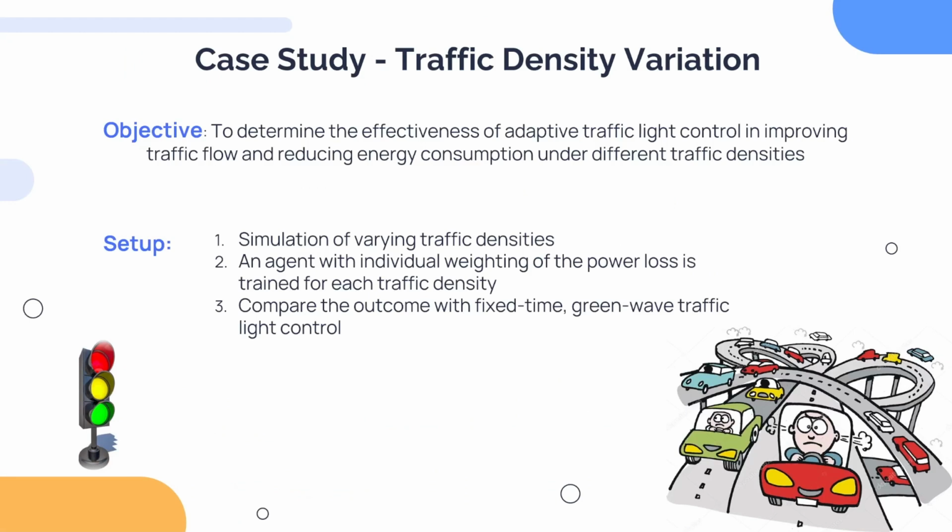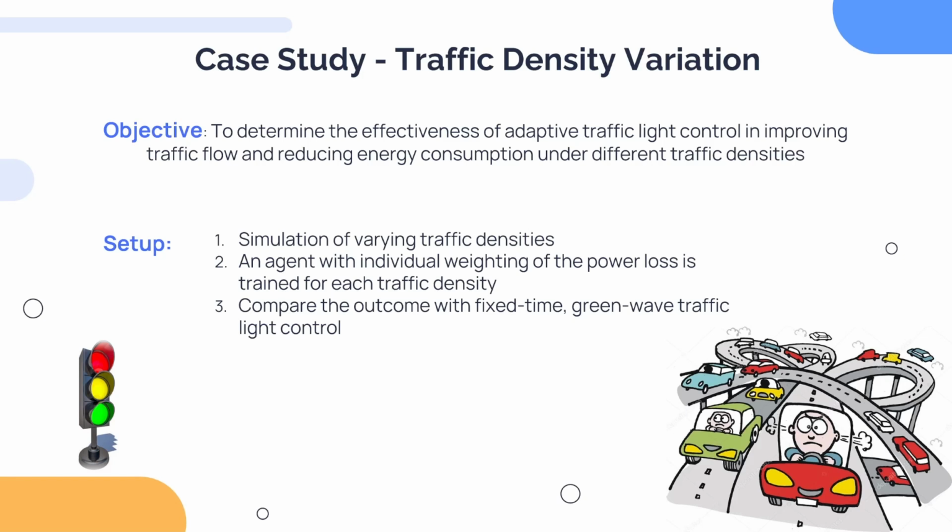Thank you, Vivian. My name is Yijun. In the next part, I'll be introducing the case study of this research. This case study aims to determine the effectiveness of adaptive traffic light control in improving the traffic flow and reducing the energy consumption under different traffic densities. It is basically the simulation of actual road conditions under different traffic densities.